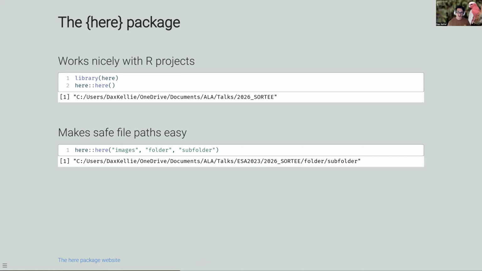Our projects also work nicely with the here package. This is something I use all the time. Basically it detects that R project file or that top directory, and it'll print out that full path safely without you having to do it yourself.